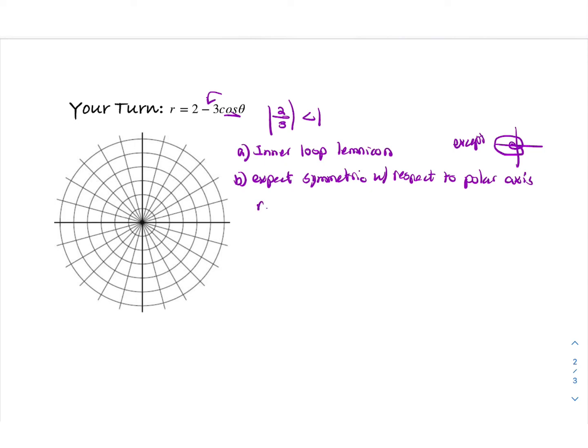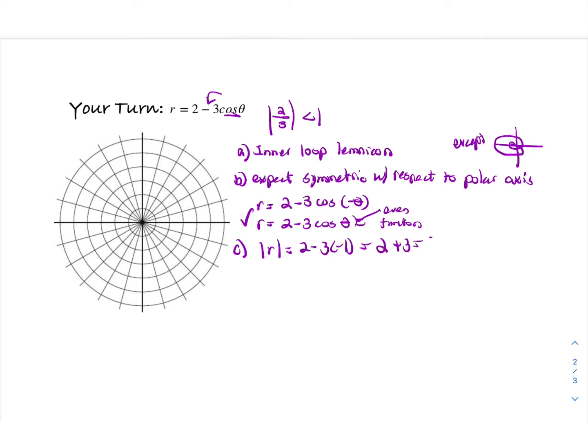Okay, I would test for the symmetry with respect to the polar axis by replacing r with r and theta with negative theta. And since cosine is an even function, I end up with the original equation. So yes, it is symmetric with respect to the polar axis. Next, I'm going to find my maximum value of r by replacing cosine of theta with negative 1, which gives me a maximum radius of 5.